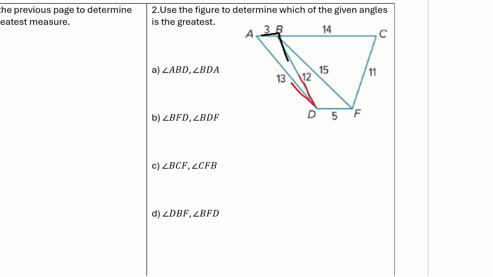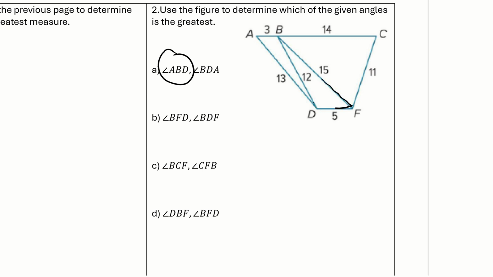What is opposite of the black angle? Well, that's 13. What is opposite of the red angle? That's 3, right? And therefore, since 13 is bigger than 3, that means ABD has to be the biggest. Sorry, I circled it incorrectly. That's there. Now let's look at BFD and BDF.